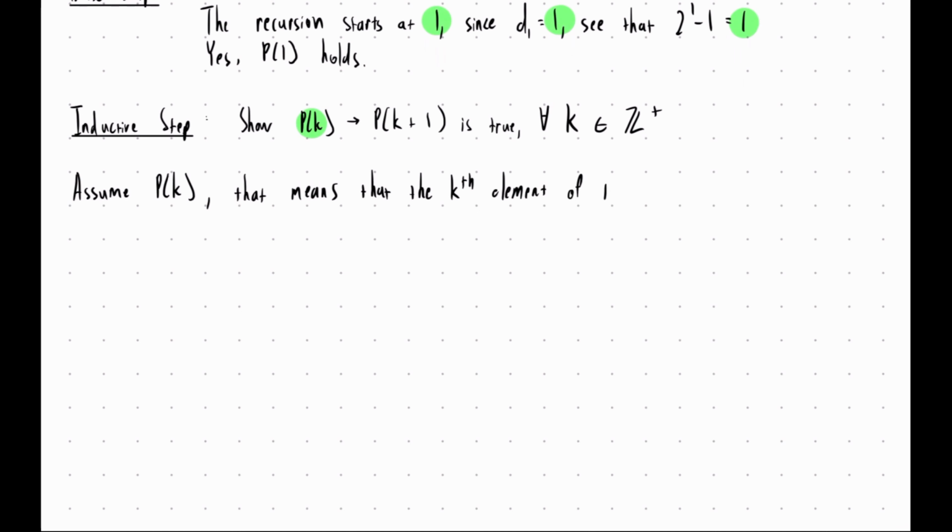So dk is equal to 2 raised to the k minus 1. That's the assumption that we're making. The kth element of the sequence is dk with the subscript. It satisfies the 2 to the k minus 1 right there. So now comes the consider part.